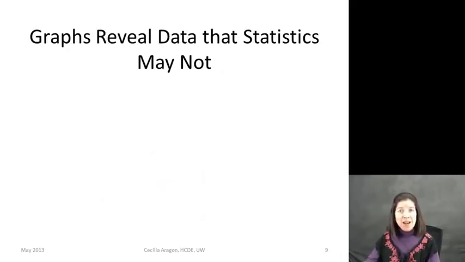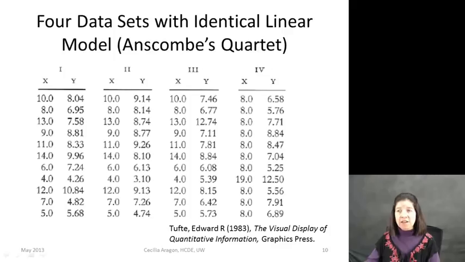The answer is simply that graphs reveal data that statistics may not. So here's a famous example of Anscombe's quartet. Here you have 4 small data sets that are quite different, as you can see by looking at them, but they have identical linear models, that is, the identical means and the identical trend lines.